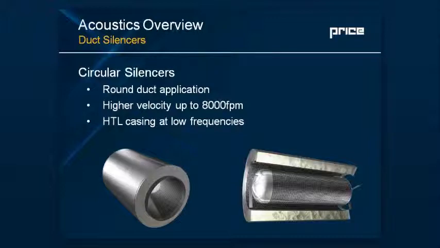Circular, again, we talked about the circular duct and how that does a great job of retaining the sound or not allowing it to break out. With our silencers, we typically see the ability to handle very high velocities. And again, because the noise is more readily contained in the duct, sometimes you have to go with a longer circular silencer to account for that.